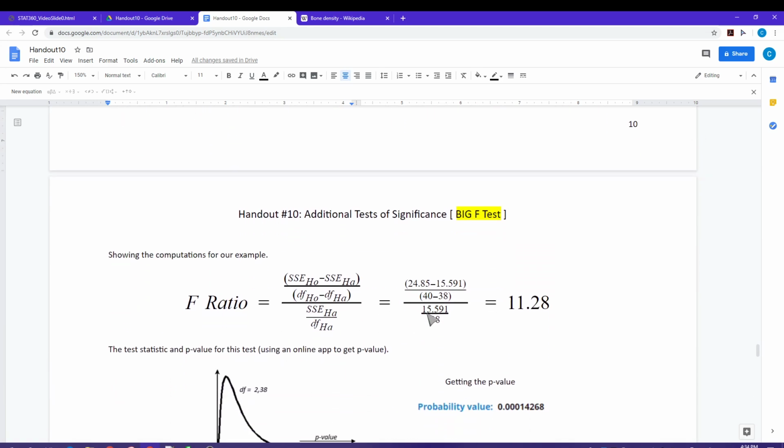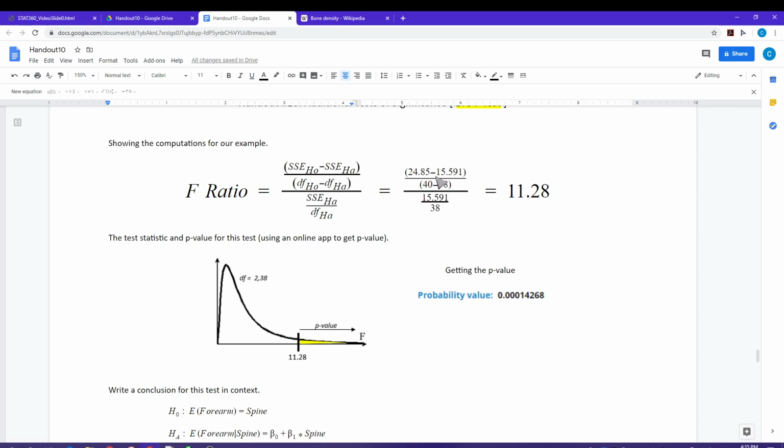So here I'm doing top of page 11, 24.85 minus the 15.59, 20 minus 48. So this is going to have degrees of freedom in the numerator 2. And then my error term, or my denominator, is still going to be the same. This denominator here is always coming from your unrestricted model and the degrees of freedom associated with that model. So when I do all that math, I get 11.28.